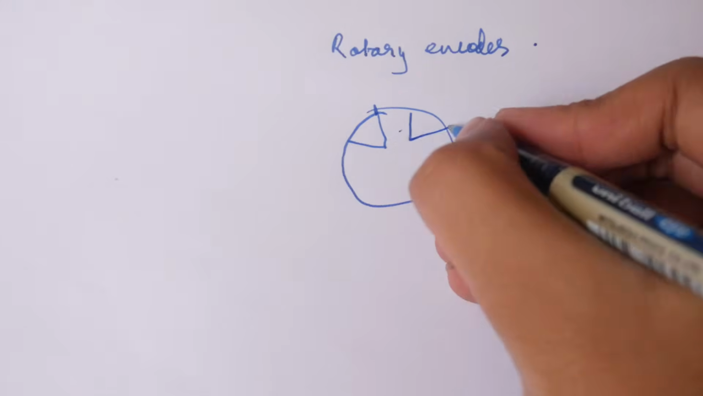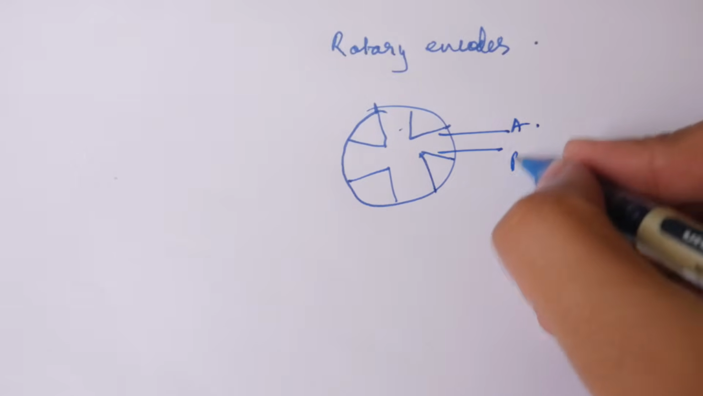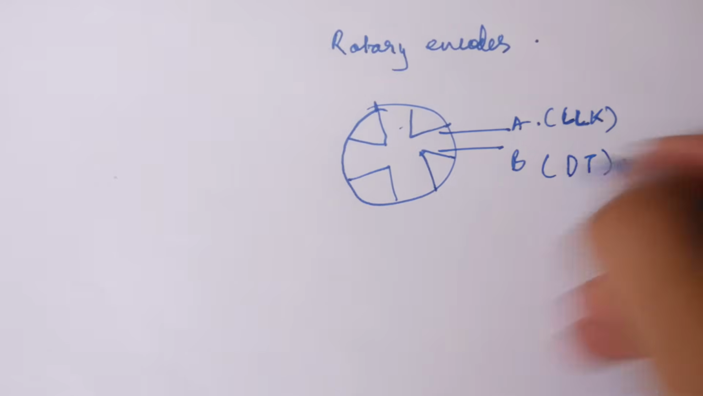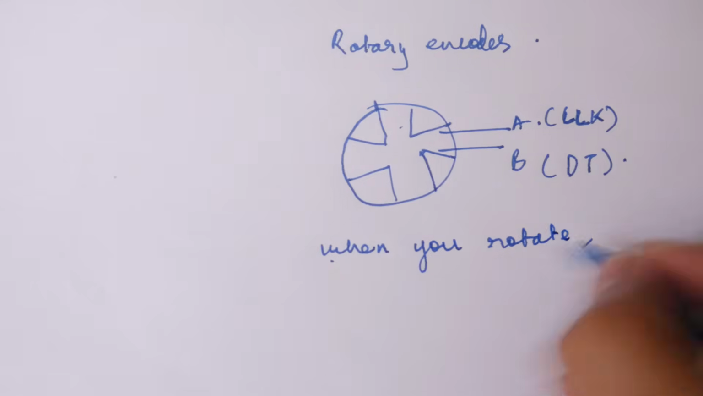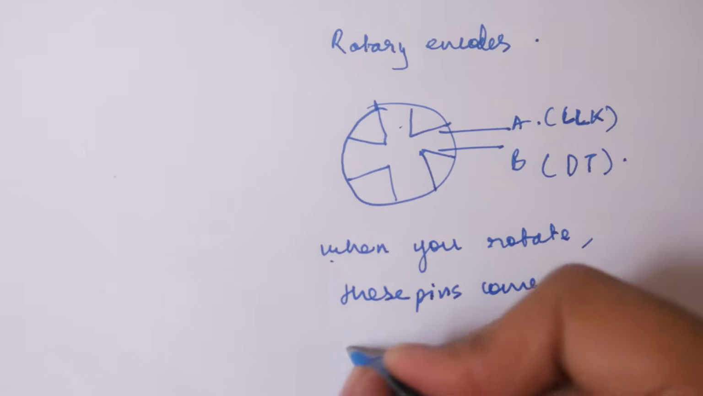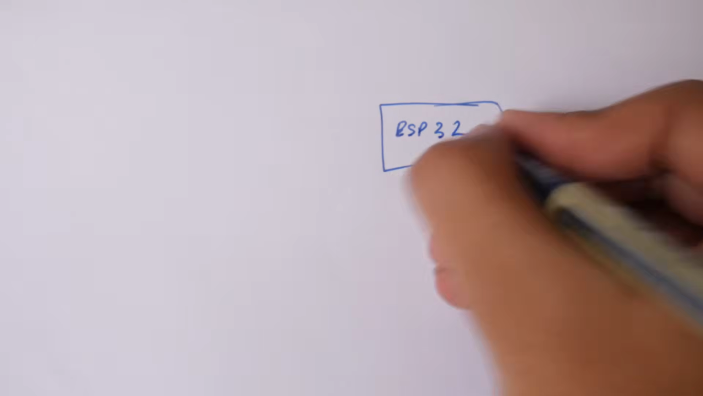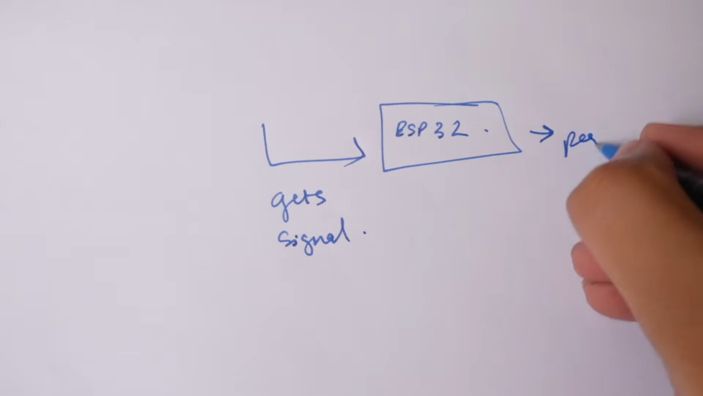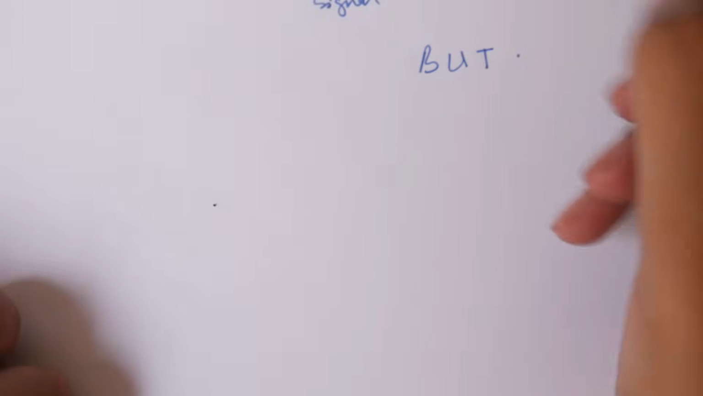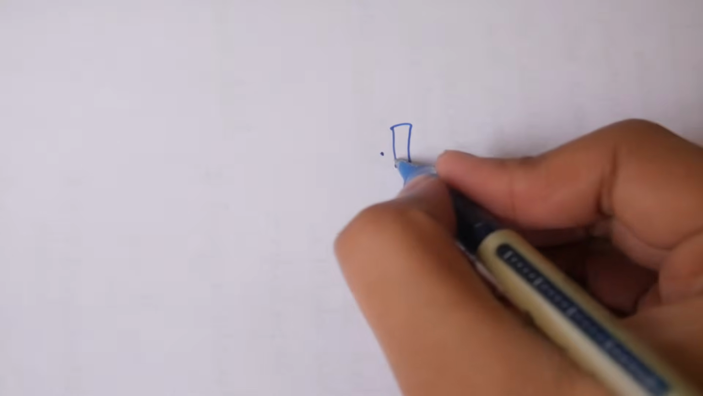So how does it work? A rotary encoder has 2 basic pins, which is the CLK and DT, or usually called A and B. When you rotate these, the pin comes into contact and this generates a signal to the ESP32. Upon this signal, the ESP32 performs an action, which is opening or sending the commands.